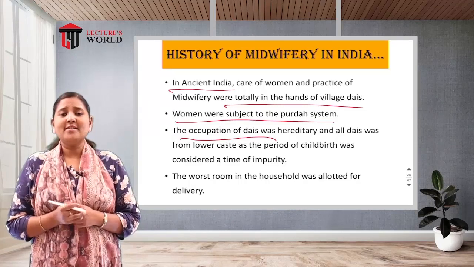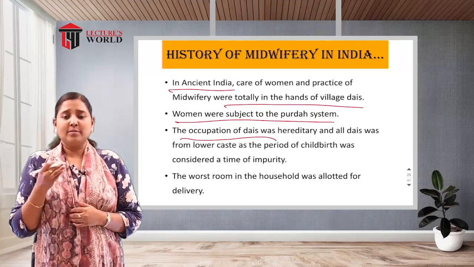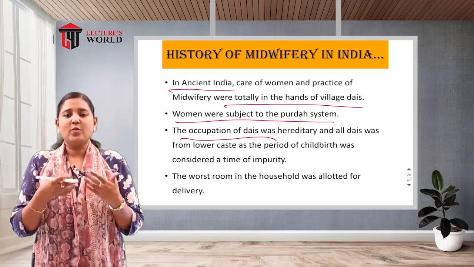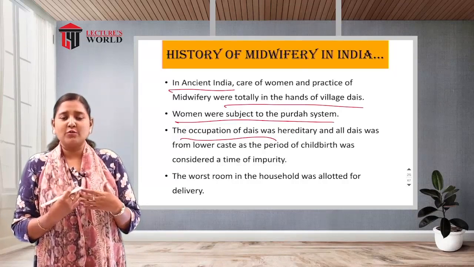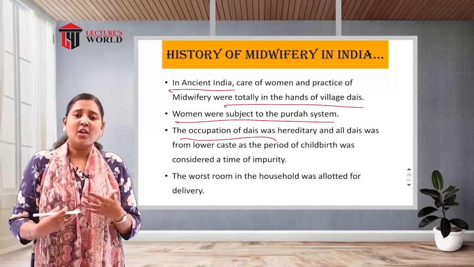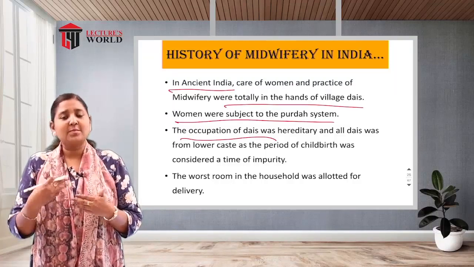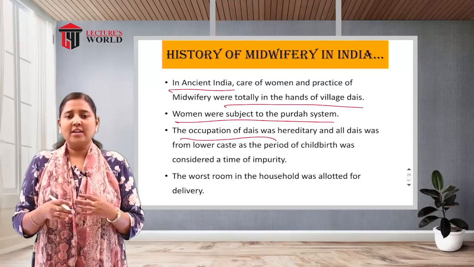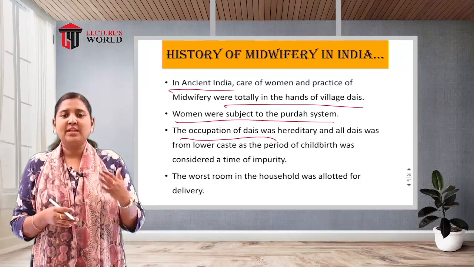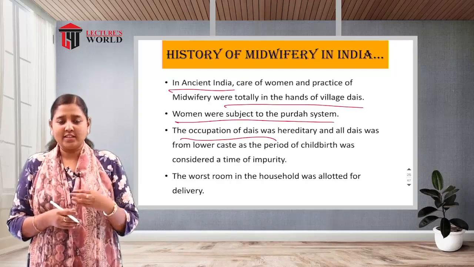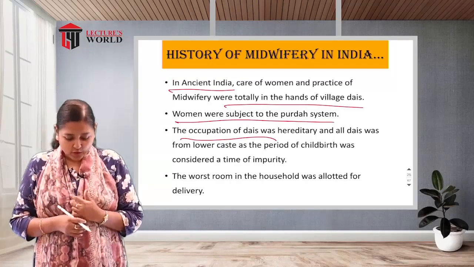Dais are untrained women who conduct deliveries hereditarily. That means if my mother is a dai in a village, I see her, I go along with her, I practice, and then I become a dai. Then my child will look at me and observe me, and she will become a dai. So lower caste people in olden India were considered dais by training like this, and especially lower caste people were doing all this.